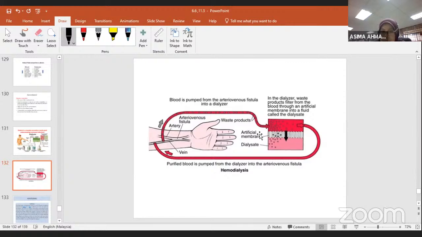A semi-permeable membrane. This is the fresh dialysate used, and this is the blood of the patient, so that all of the toxins and excess water are removed from the patient's blood. Other useful substances remain. After the blood is clean, it returns to the patient through the AV, arteriovenous fistula.